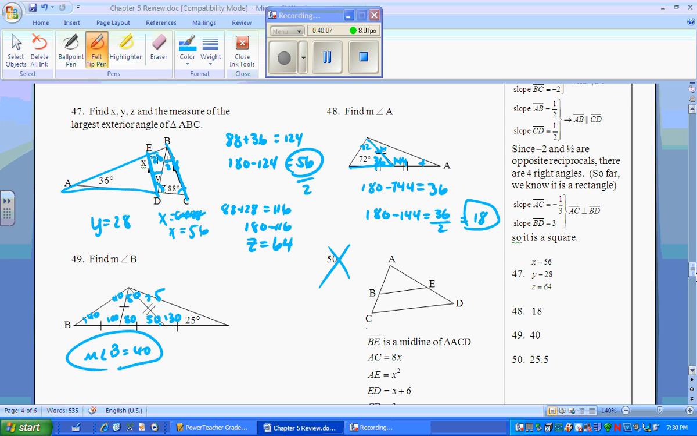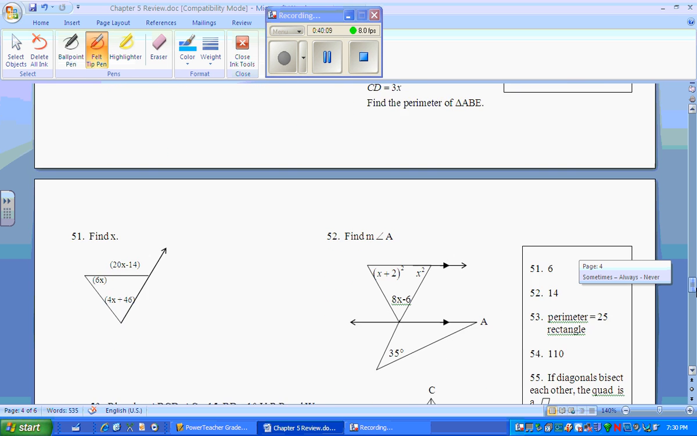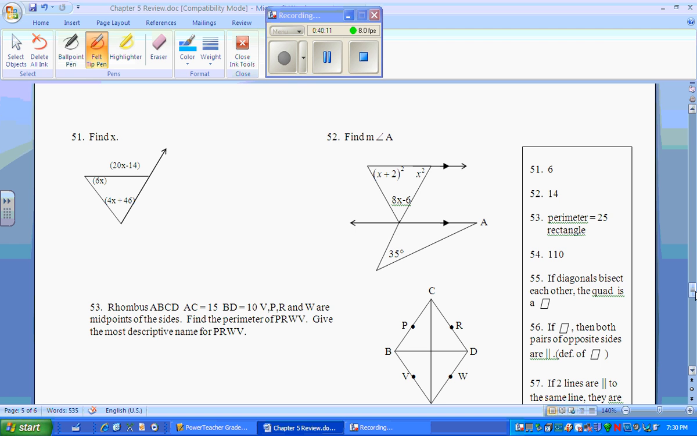Number 50, I told you could skip because we didn't get to that part. We are almost finished. Yay!